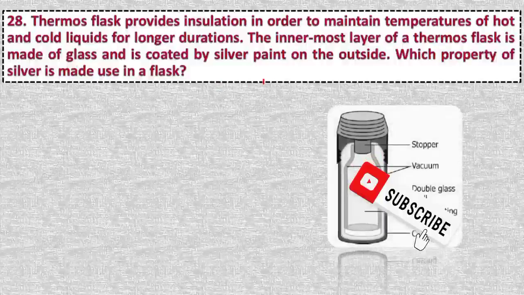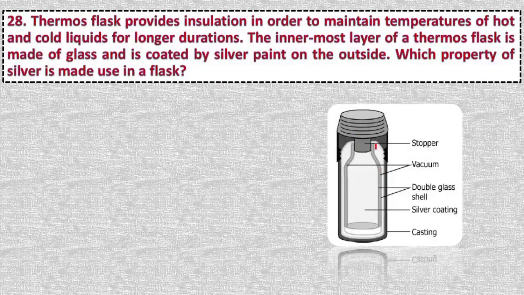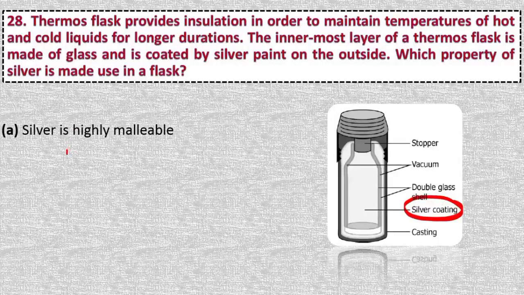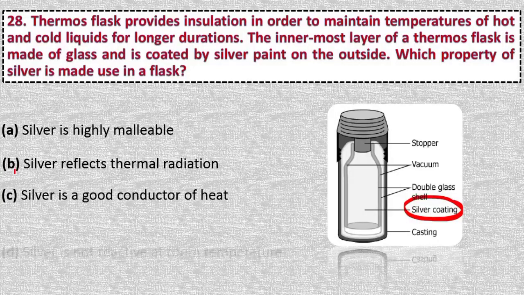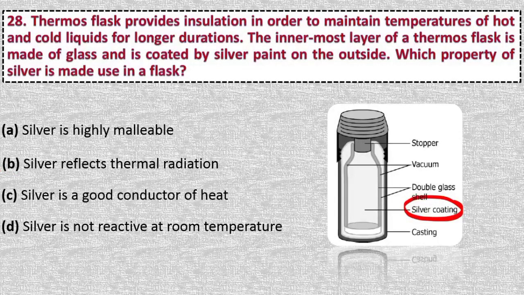The innermost layer of the thermos flask is made of glass and is coated by silver paint on the outside. Which property of silver is made use of in a flask? Silver is being used mainly because it works as a reflecting material. The correct answer is silver reflects thermal radiation. Option B is the correct answer, as silver reflects thermal radiation.